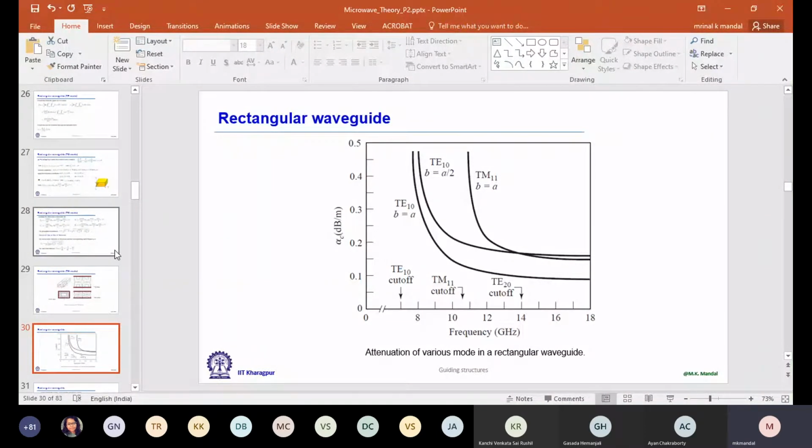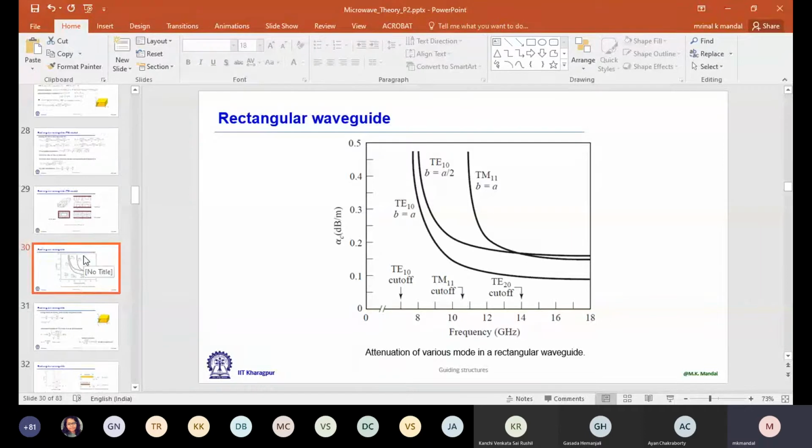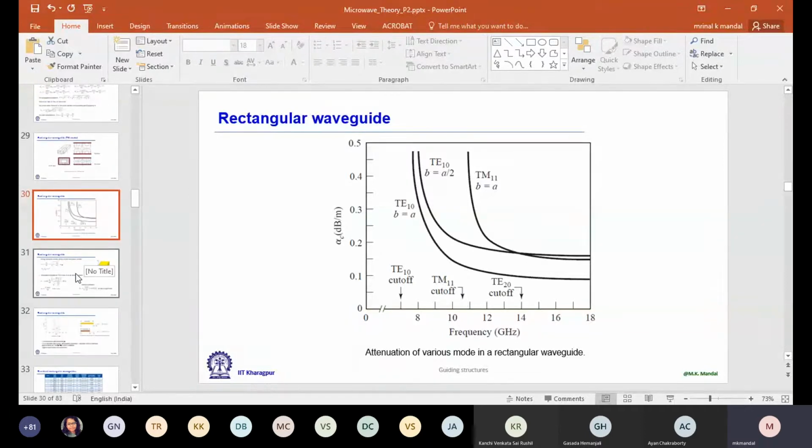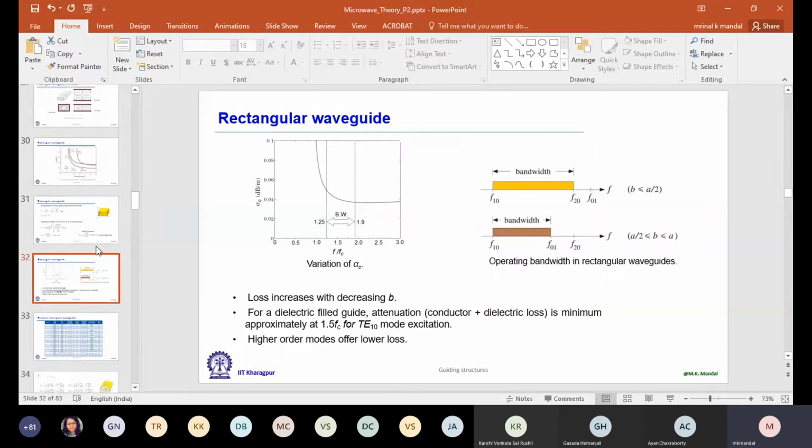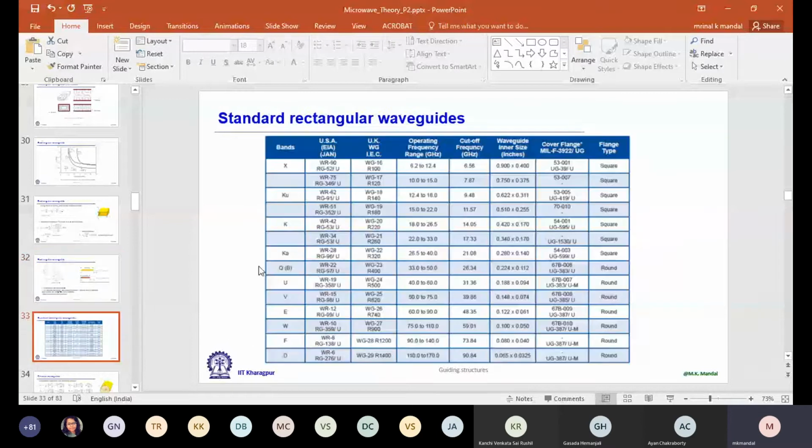If the electric field value increases, then dielectric loss will increase. If the tangential magnetic field value increases, then the corresponding current density will increase and conductor loss will increase. So this is like a thumb rule that if we keep on reducing the cross section, then we will have higher loss. And we also discussed how the standard dimensions for standard rectangular waveguides are chosen.